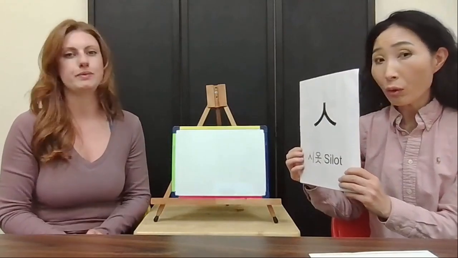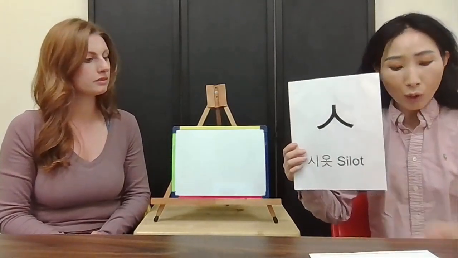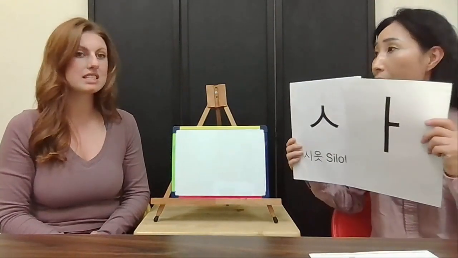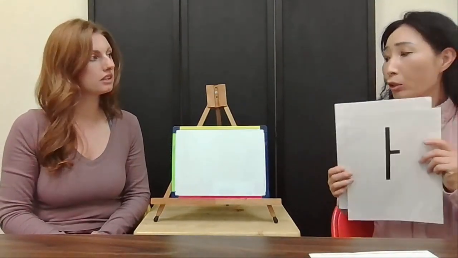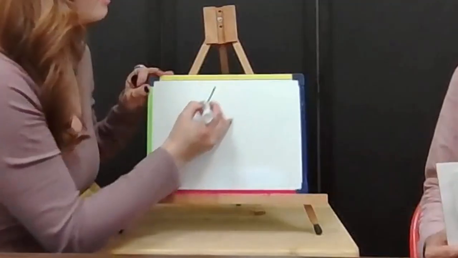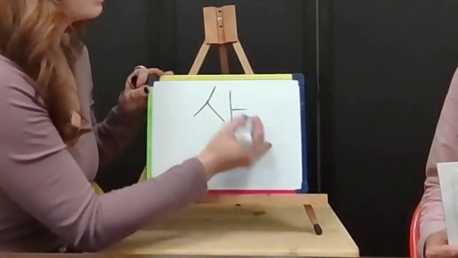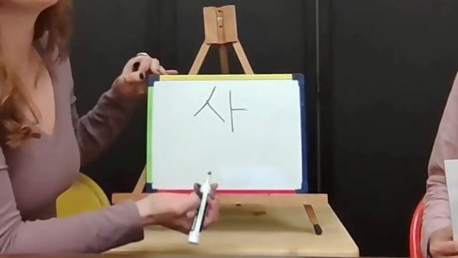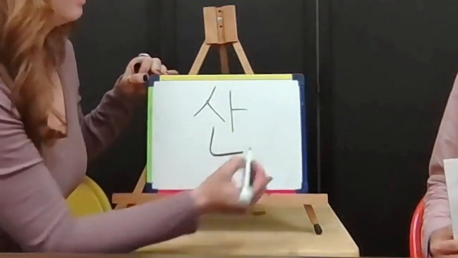Siut. Okay, and now we're gonna put our sound. What is that? Sa. Okay. Can you add your 받침? So we have sa, which has no 받침. But let's do san.